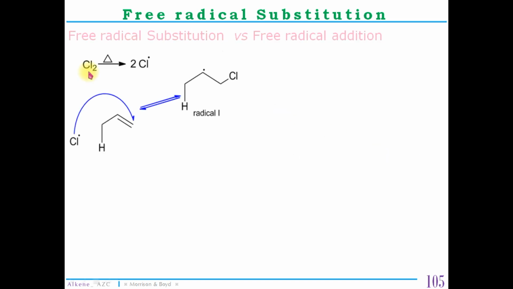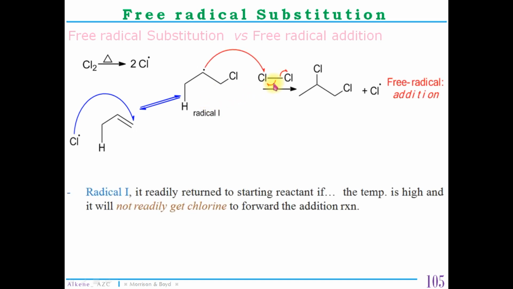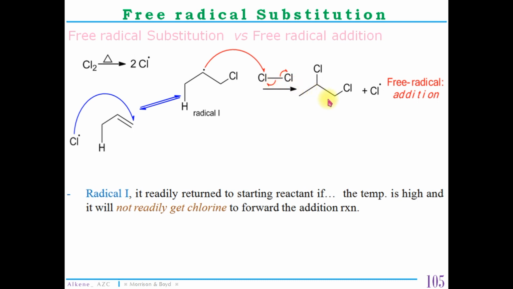Mechanism: at high temperature, chlorine breaks homolytically, which gives a chlorine radical. This chlorine radical interacts with an sp2 carbon and forms a bond, which gives a radical on the second sp2 carbon. So there is formation of a radical intermediate. Now this radical intermediate interacts with chlorine gas and gives the addition product. So it's the mechanism of free radical addition.